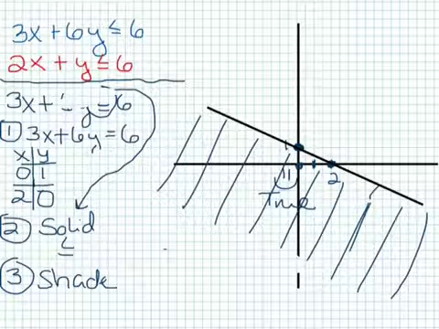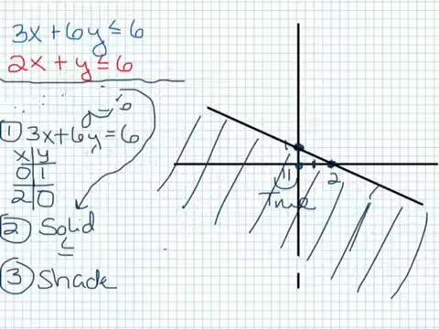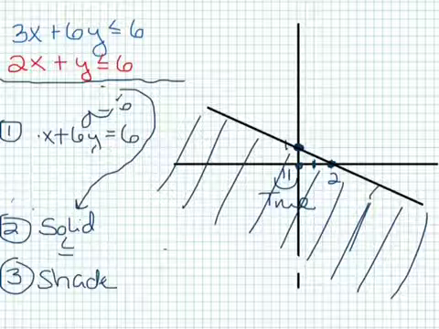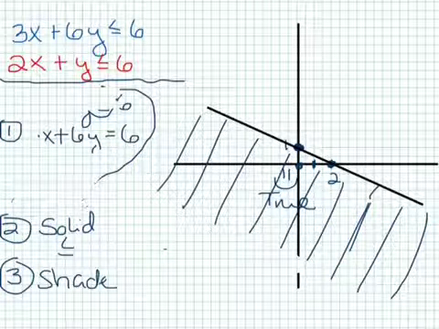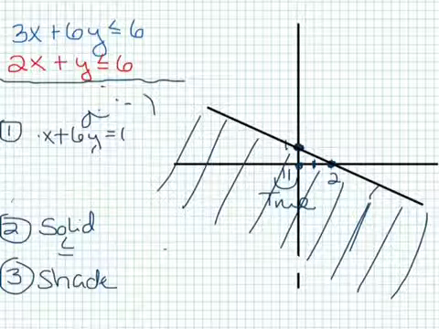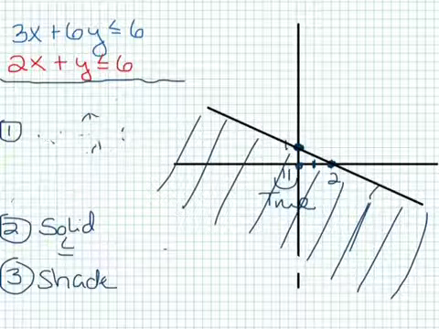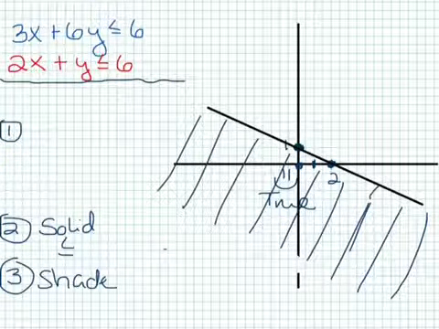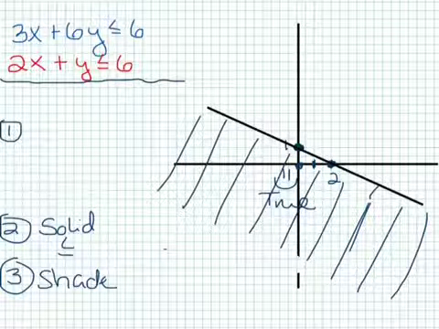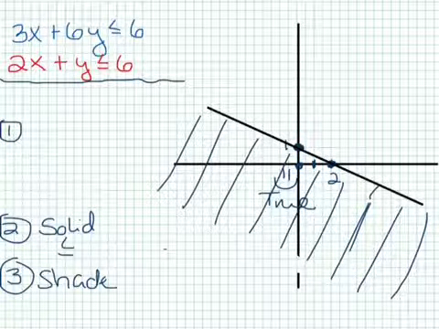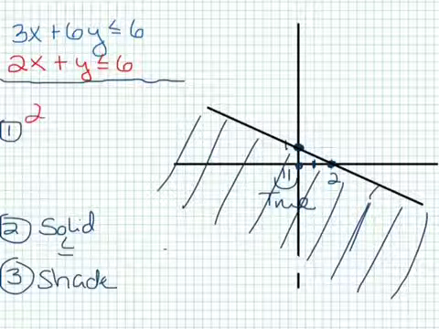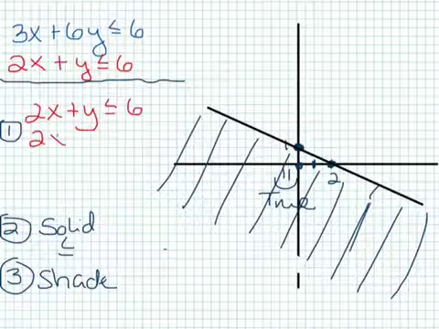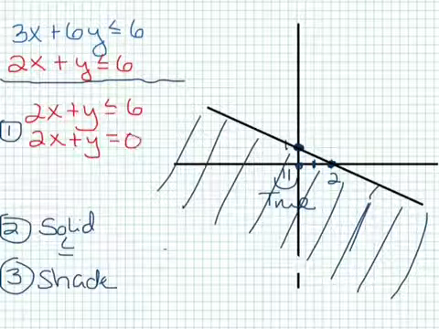For this second one, we'll use the red line. We've got 2x plus y is less than or equal to 6. Also, to start off, I'm going to take that line, set it equal to 6, and graph the boundary line. And I'm almost done. Okay, so let's do this one in red. For the first step, 2x plus y is equal to 6.